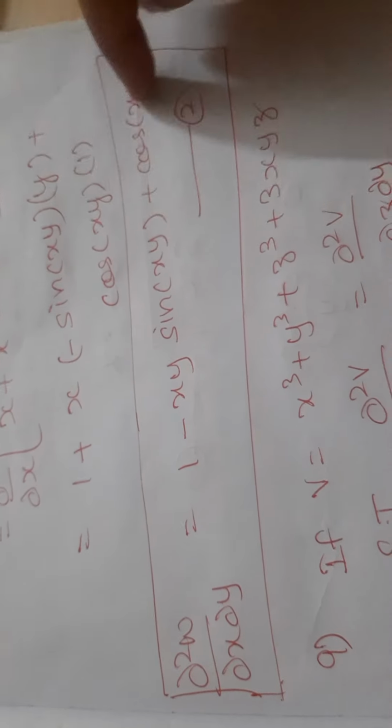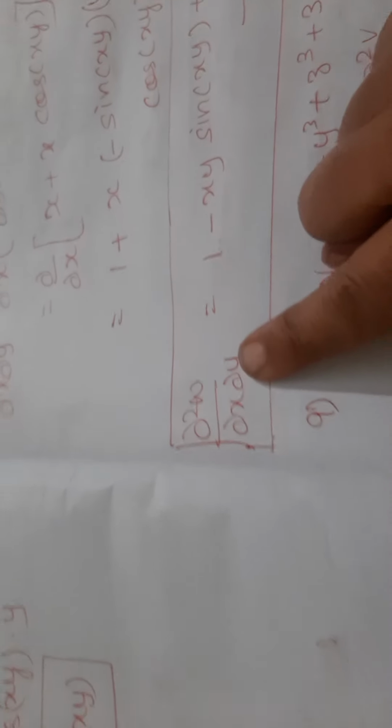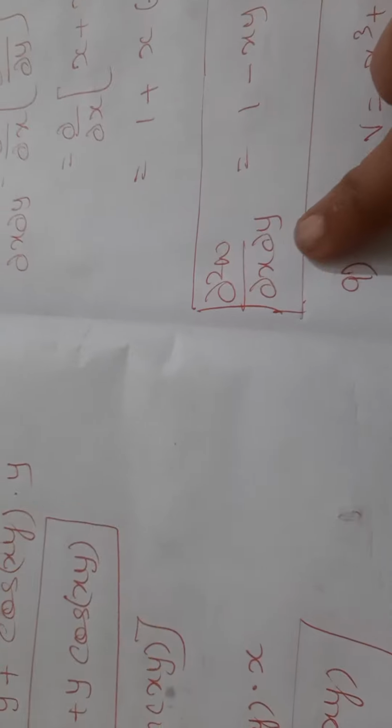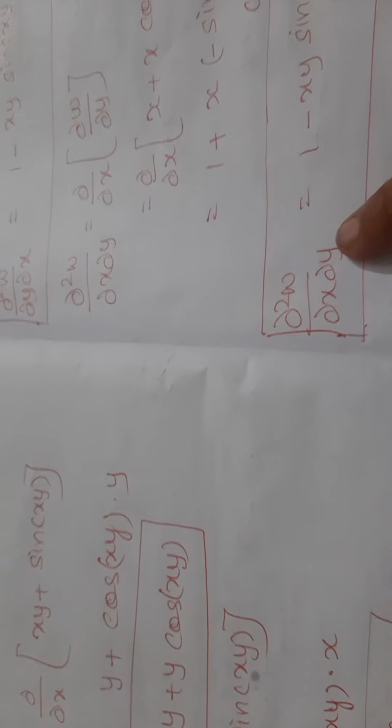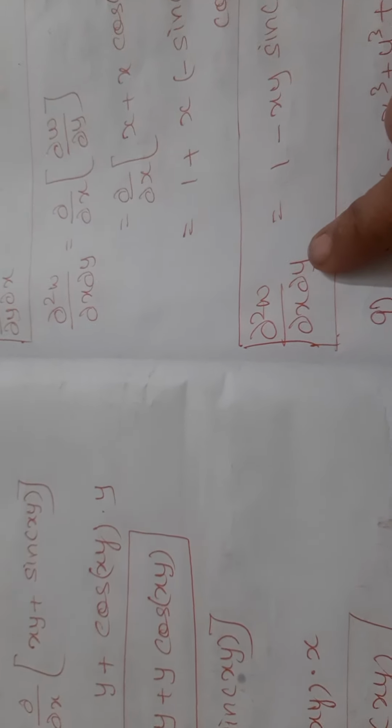So from the first equation and second equation, we can conclude that ∂²w/∂x∂y is equal to ∂²w/∂y∂x.